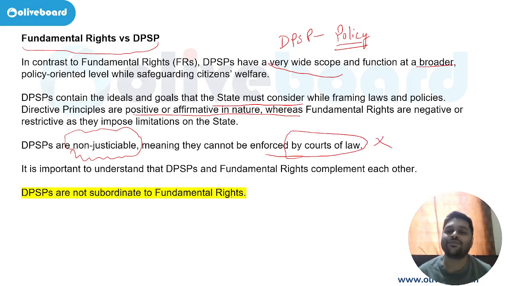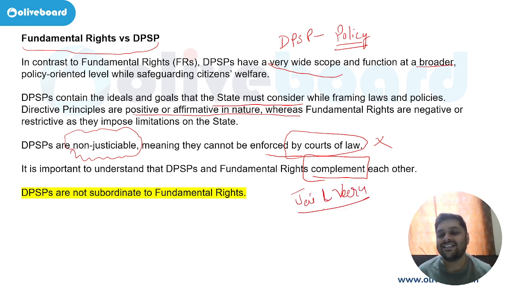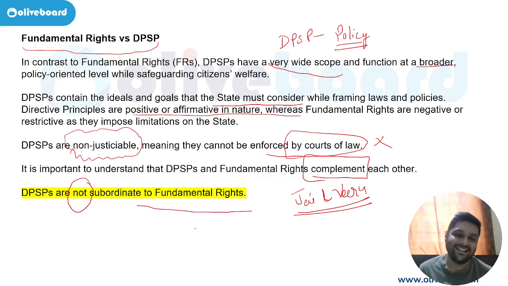They cannot be enforced by a court of law. It is important to understand that DPSPs and fundamental rights complement each other. They are like the Jai and Veeru of the constitution, we can say, right? Jai and Veeru means, yes, there is competition among them, but they are complementing each other. Please remember the most important thing: DPSPs are not subordinate to fundamental rights.